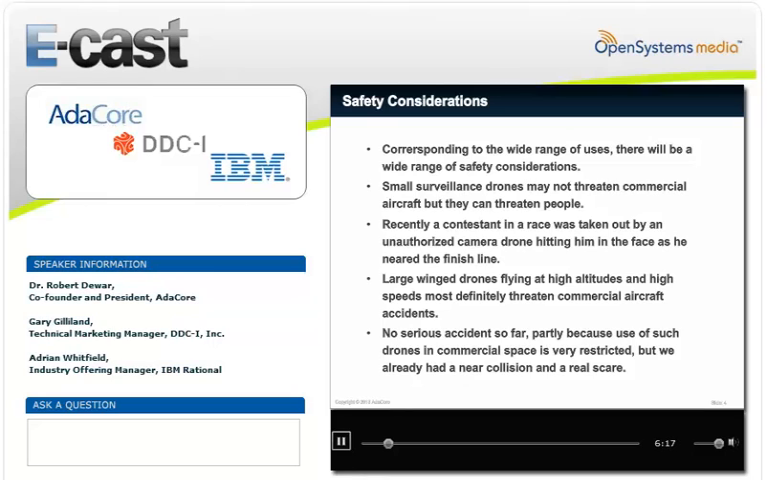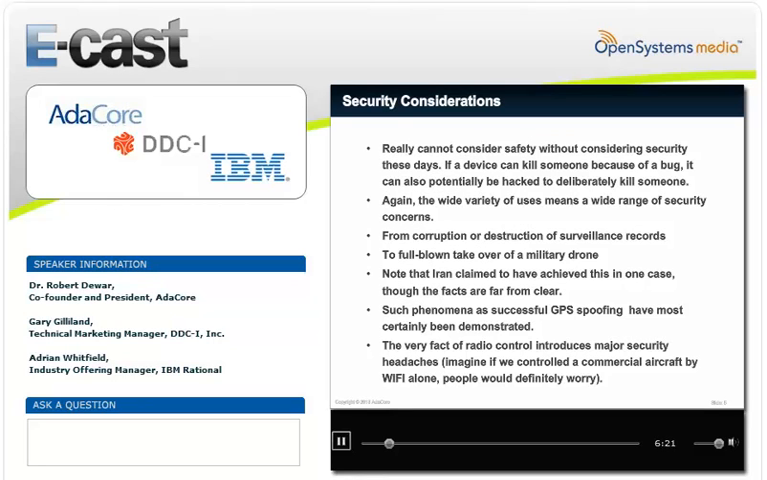UAVs of all types. Now, to look at security considerations, first of all, just a remark. You can't consider safety these days without considering security. If you have a device whose software can kill someone because of a bug, then it's obviously a possible vector for hacking in to deliberately kill someone. I mean, we've seen that kind of scenario on any number of television series, and it's definitely real.